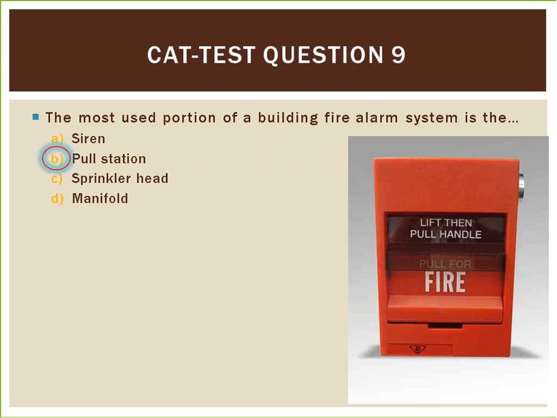B is correct here because it is an initiating device that triggers the system. A is incorrect because for the siren to work, an initiating device must be activated first. C is incorrect because it is activated by a heat-causing component to fail on the head, thereby releasing water from the sprinkler head, reducing the growth of a fire. D is incorrect because a manifold controls or measures the amount of water flow through the system when water is being released.